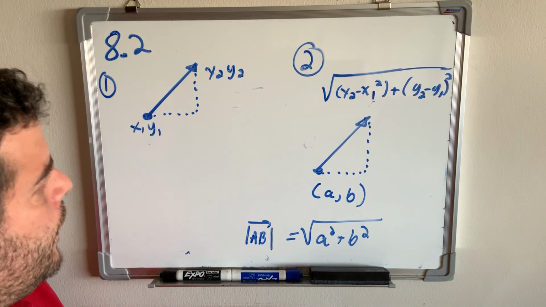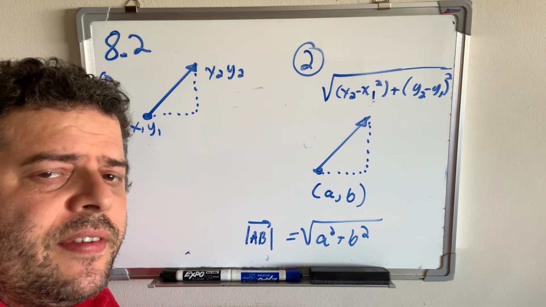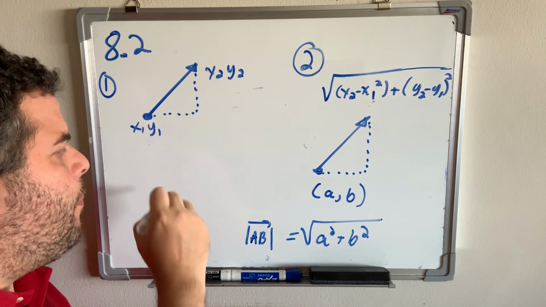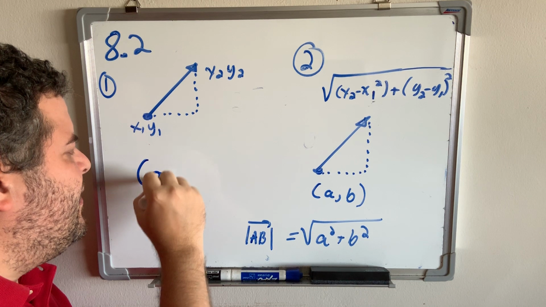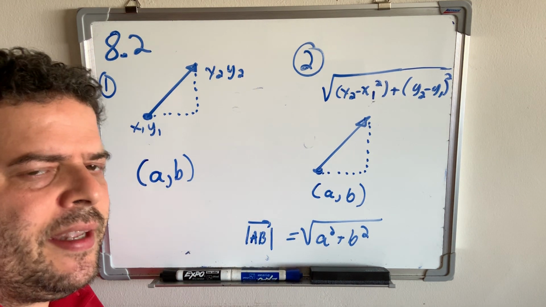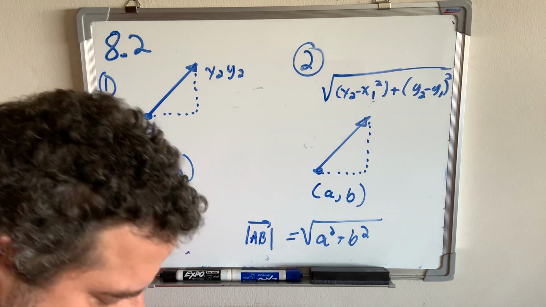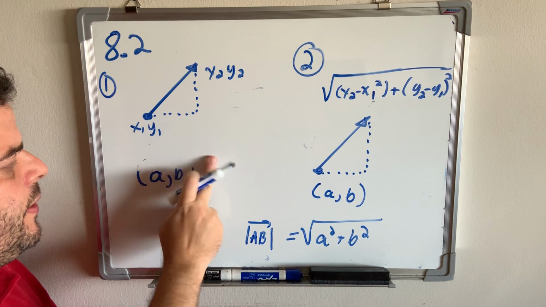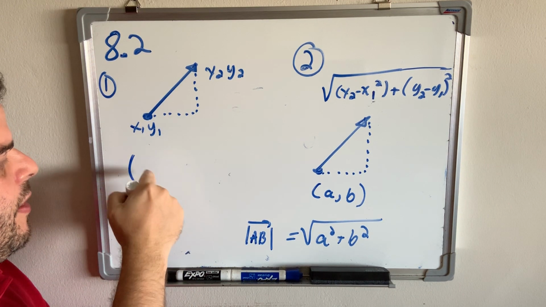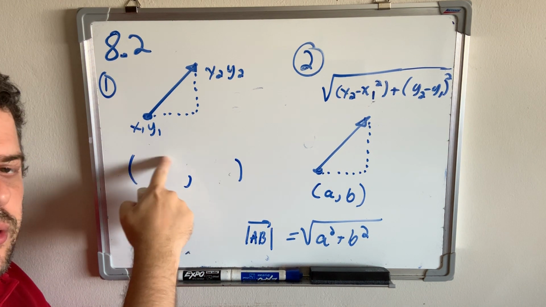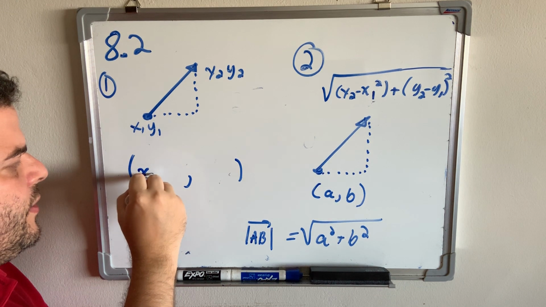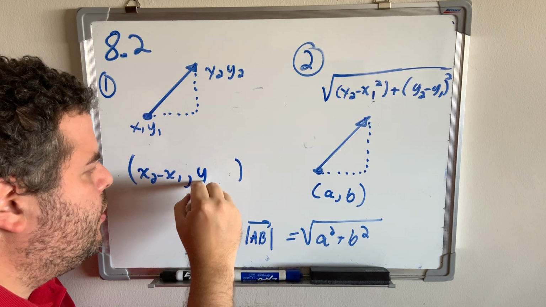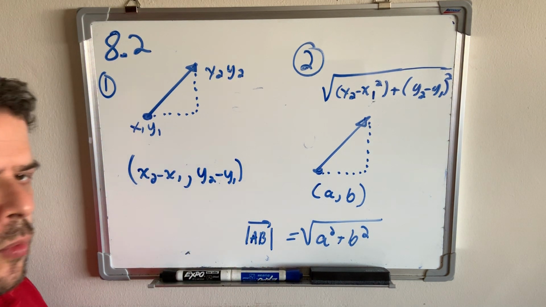Now in example 1, it says express the vector in component form. All that component form is ending up with is pretty much a rectangular coordinate, an a and a b. The way to do this is the following. In order to find the first item, you're going to do x2 minus x1. In order to find the second component, y2 minus y1.